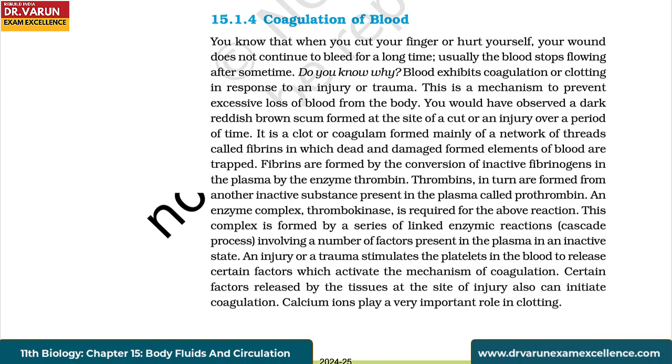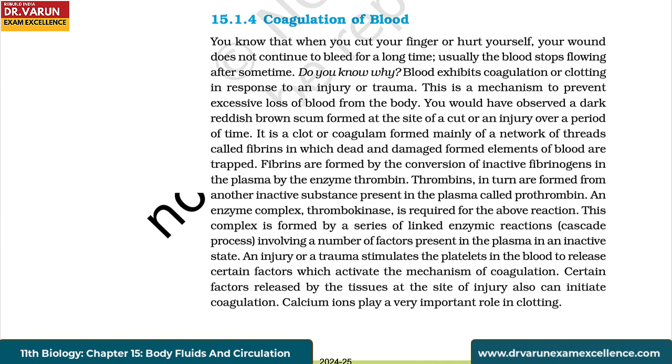Coagulation of blood. You know that when you cut your fingers or hurt yourself, your wound does not continue to bleed for a long time. Usually the blood stops flowing after some time. Do you know why? Blood exhibits coagulation or clotting in response to an injury or trauma. This is a mechanism to prevent excessive loss of blood from the body.